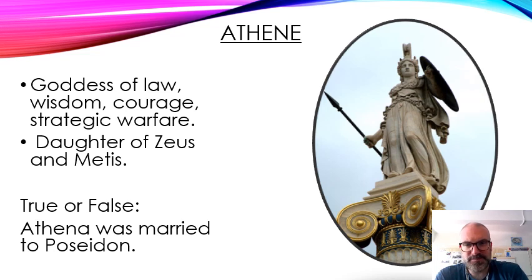So Athene, she's the goddess of law, wisdom, courage, and strategic warfare. So these are all unbelievably positive Greek traits. You know, in the Odyssey, she's probably second only to Zeus in terms of a sort of positive depiction. You know, we see the power of Poseidon, but that's quite negative. Whereas Athene is very well and favourably portrayed in the Odyssey and in the Iliad and other sources. You know, she's a very popular goddess. She's the daughter of Zeus and another goddess called Metis. But true or false, Athene was married to Poseidon.